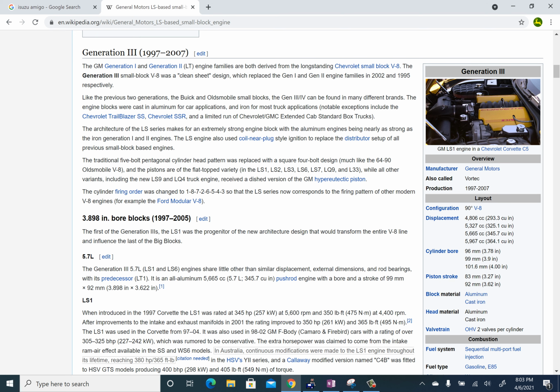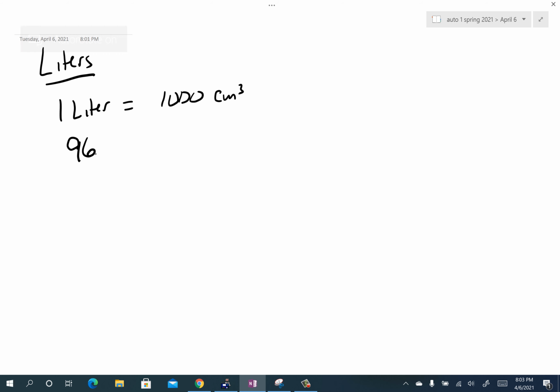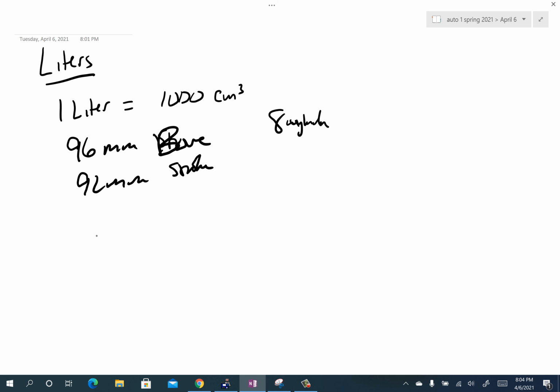Cool. So the bore is 96 millimeters, and the stroke is 92 millimeters. So it's 96 and 92, I think, are the two that I want. I will give them to you on the homework. You don't have to worry about it. 96 millimeter bore, I should say, and 92 millimeter stroke. Okay, and it's 8 cylinders. So the first thing I want you to do is rewrite that as 9.6 centimeters bore and 9.2 centimeter stroke.